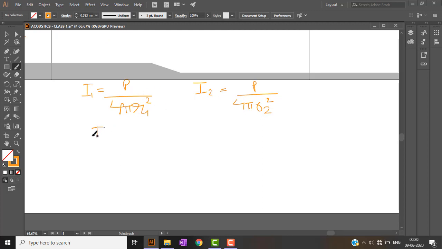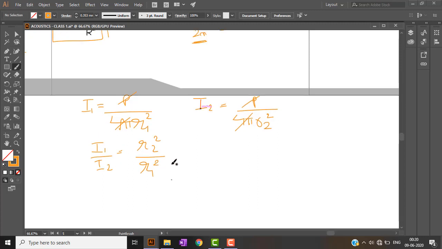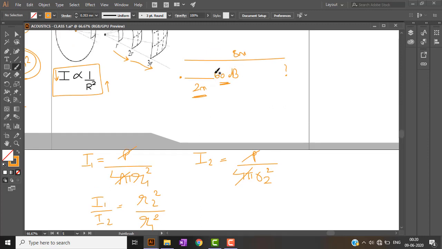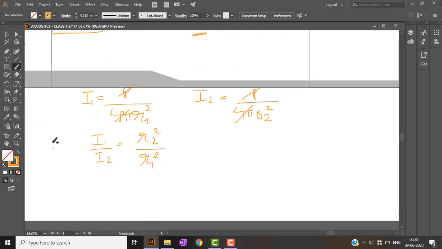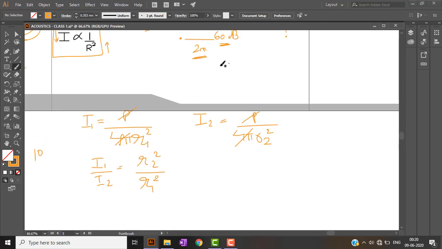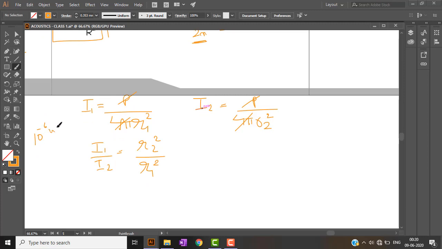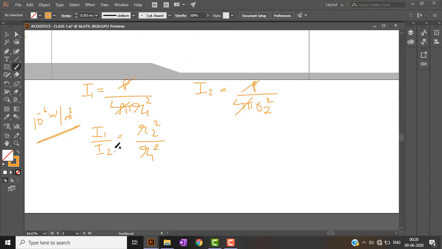So I1 upon I2 will be P upon 4 pi R1 square divided by P upon 4 pi R2 square. To save you some time, P and P will get cancelled, 4 pi and 4 pi will get cancelled, which will ultimately give me R2 square divided by R1 square. Is that right? R2 square divided by R1 square. Now the intensity level of the first sound is given as 60 dB, right? So 60 dB is nothing but 10 raised to minus 6 watt per meter square. So this is the intensity. We have to find I2.